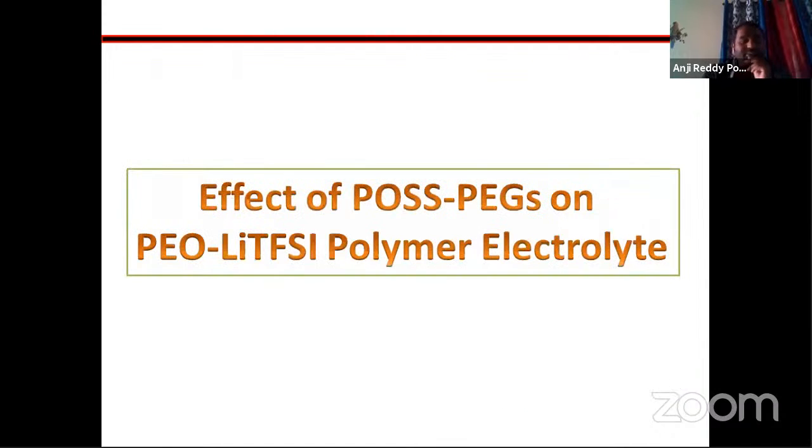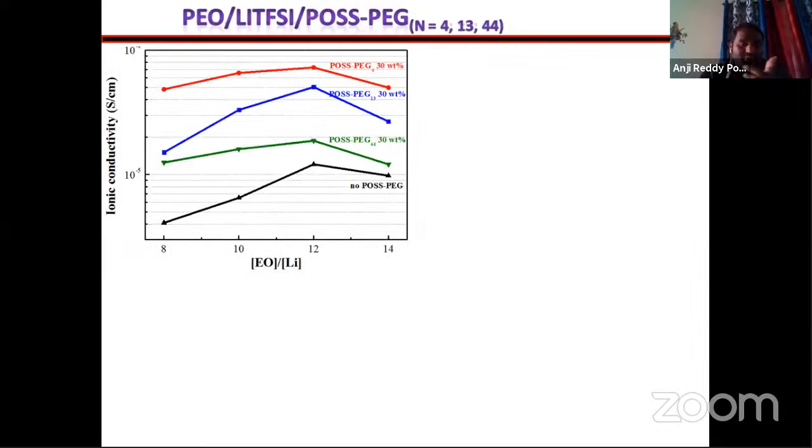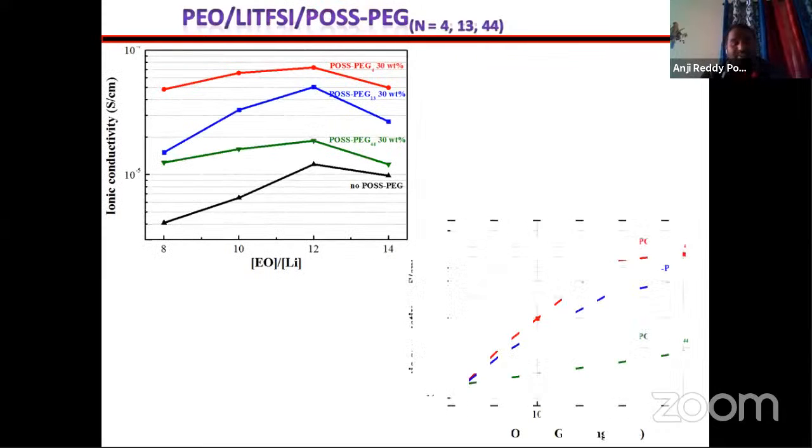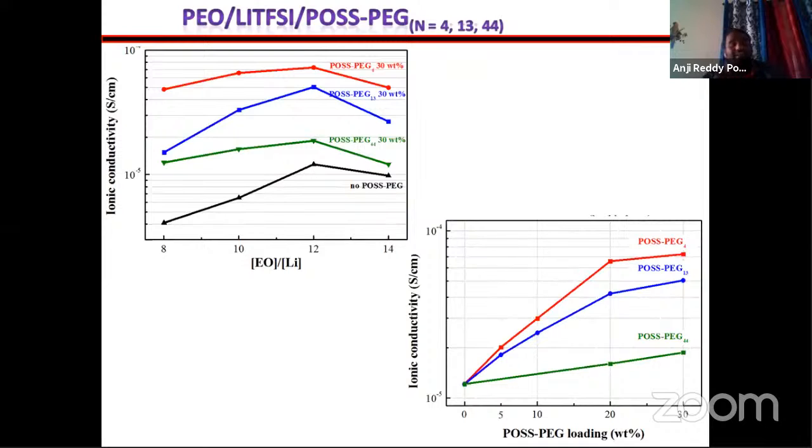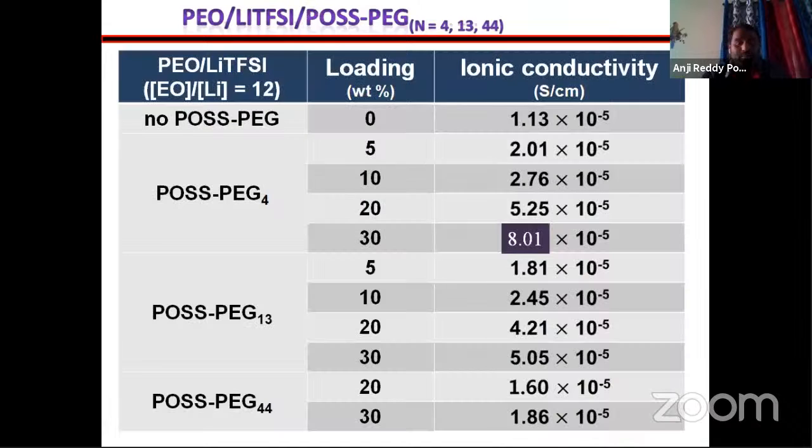This is the effect of POSS-PEG on the PU-LiTFSI polymer electrolyte. I have checked with all three POSS-PEGs. The conductivity increases well, but compared with all three, POSS-PEG4 has more conductivity than the other POSS-PEGs. I have given the conductivity values also.